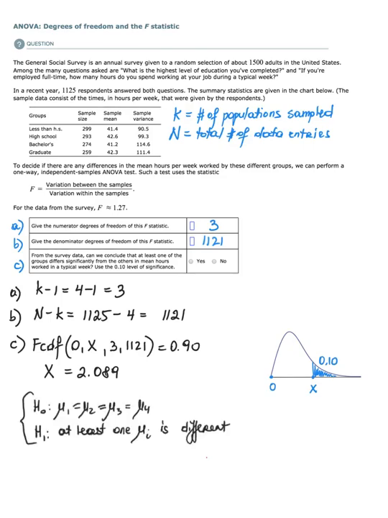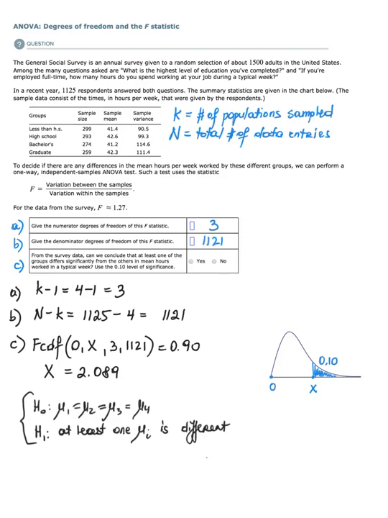For ANOVA test, null hypothesis is always going to claim that the means of all 4 populations are same. Mu sub 1 is equal to mu sub 2 is equal to mu sub 3 is equal to mu sub 4. Alternative statement will say no, at least one of those means is different from the rest. Maybe more than one is different. So these are typical statements for hypotheses for the ANOVA test.